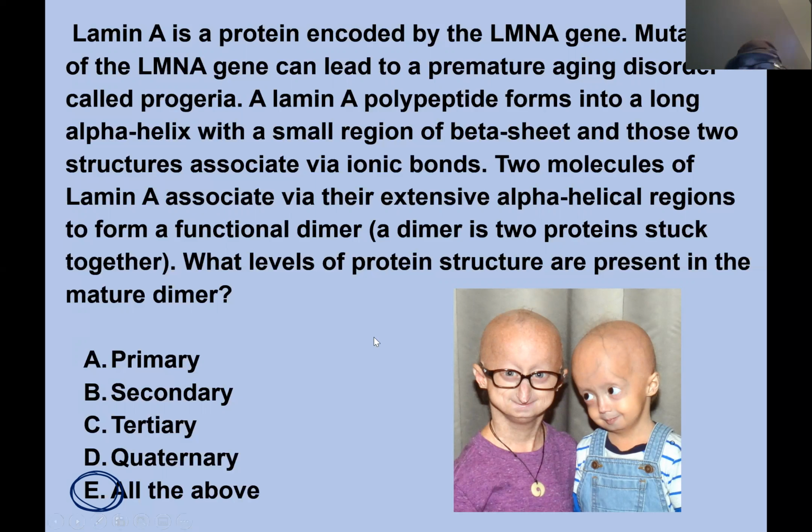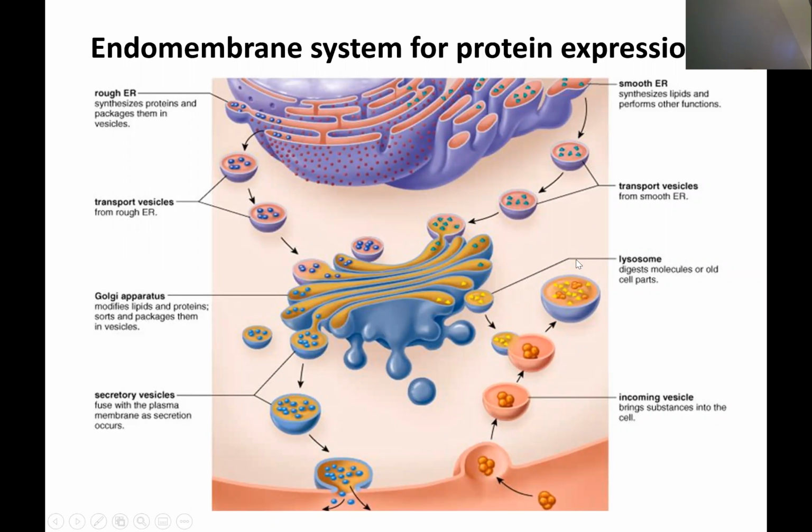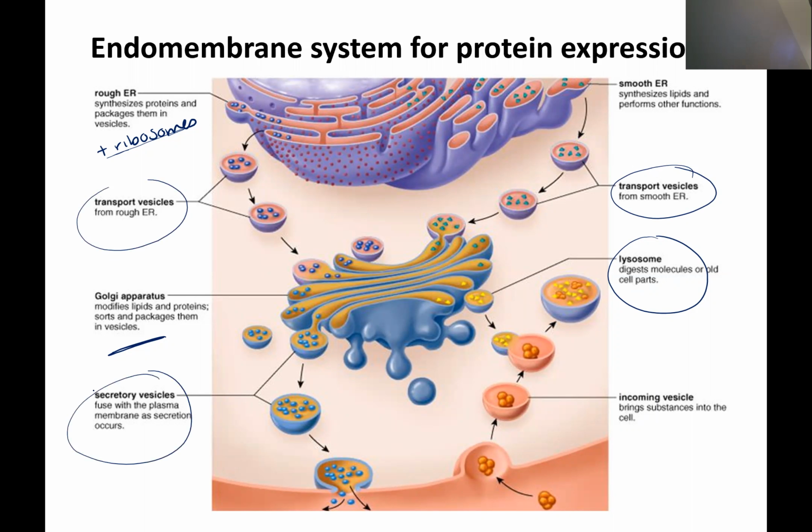All right, just a couple more slides to talk about, to remind you of the endomembrane system for protein expression. It'd be great if you paused the video, looked at these different organelles, and described their function in protein expression. The answer is really on the next slide. It talks about the rough ER for protein synthesis, as well as the ribosomes. The Golgi for modifying and packaging those proteins. Lysosome is part of this. Lysosome is really for breaking down those proteins, so it's not good for protein expression. And we've got transport vesicles and secretory vesicles that help move those proteins around.